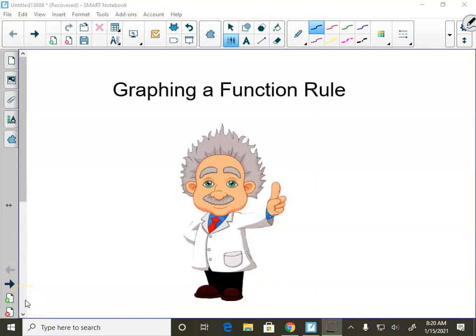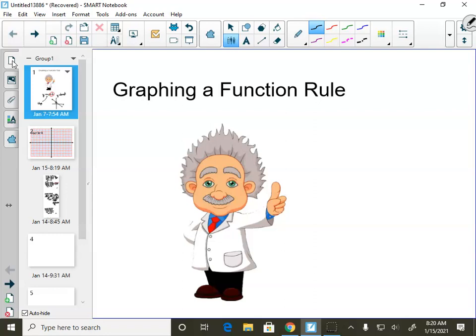Yeah, that's right. You guessed it. We're going to be graphing a function rule today. So in order to graph a function rule, we got to get a function rule. So here's a function rule.